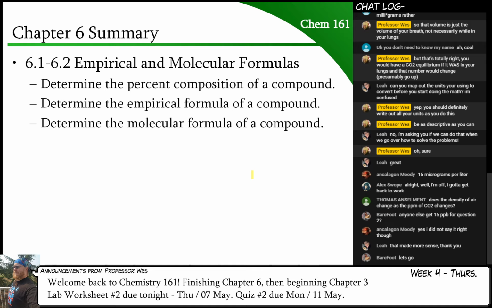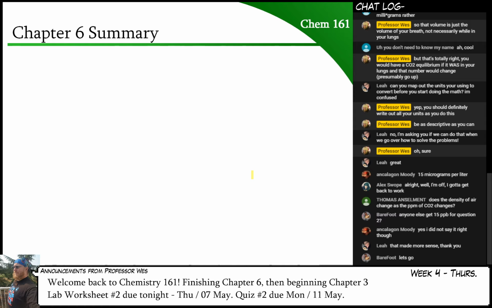So in Chapter 6, we covered empirical formulas and how to determine the ratios between different elements. And once we figured out those ratios, how to represent those as a compound formula. And then finally, using mass spec, how to put all of that information to good use to make an actual formula here.